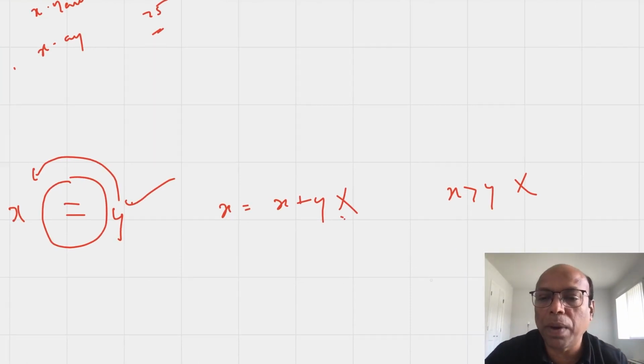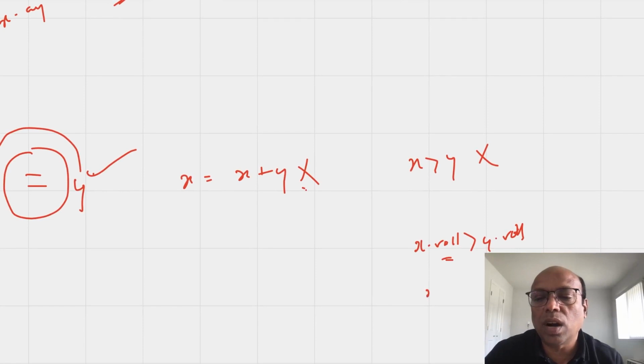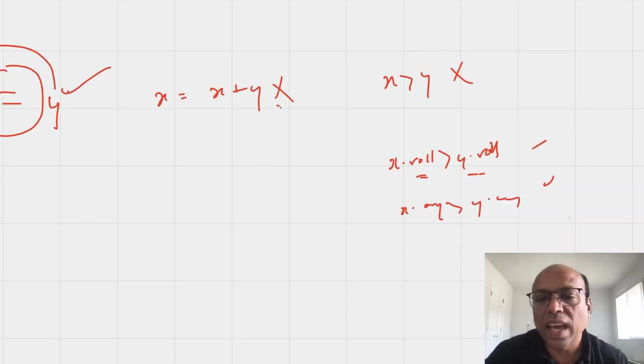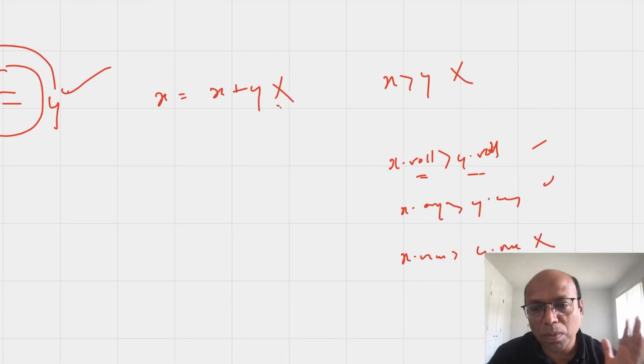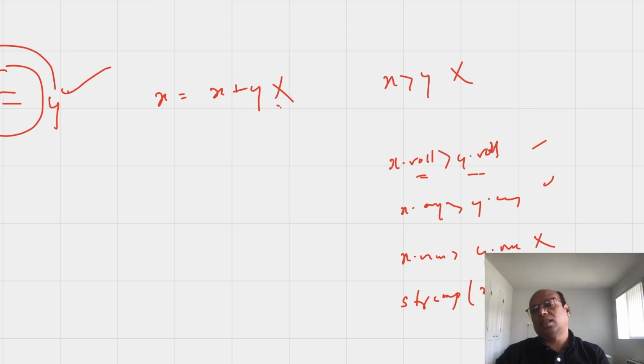If you want to compare, you can compare x.roll > y.roll because you are comparing integers. The operation is defined. x.average > y.average is defined; it's a double. x.name > y.name you can't do, because name is a string. Strings cannot be compared. If you want to compare, you have to use strcmp(x.name, y.name) > 0. That means the first string is greater than the second string.